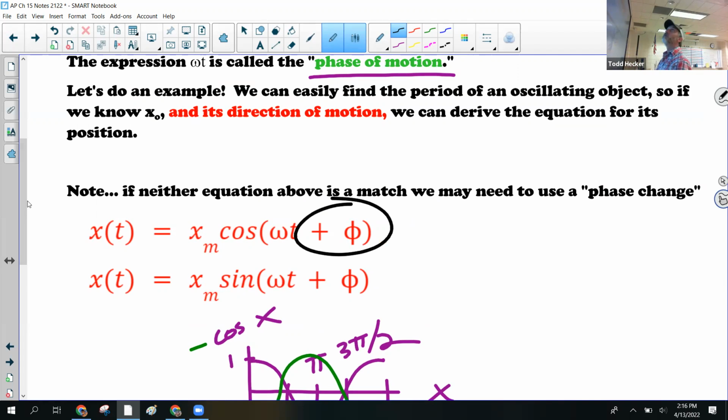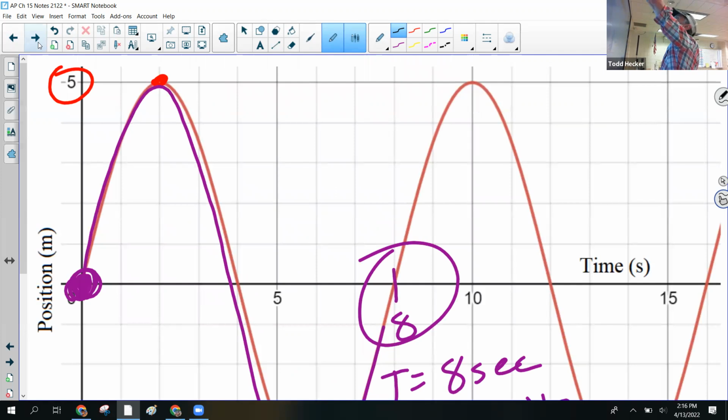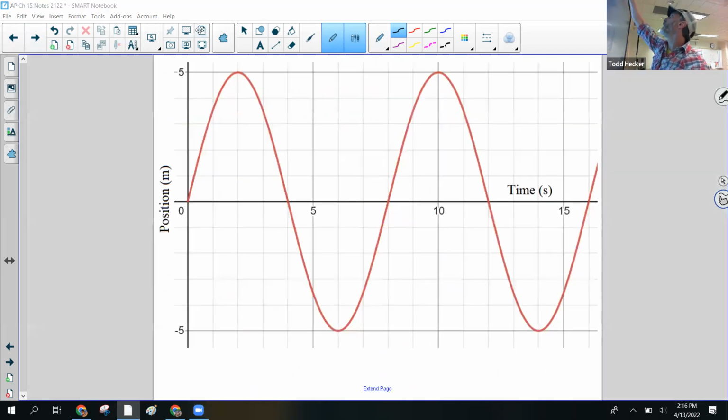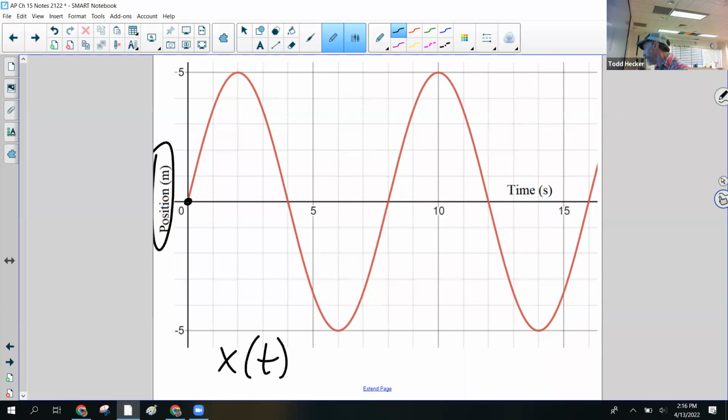Okay, let's do an example. So this guy. It starts at 0, so it's going to be a sine curve. Cool. And this is a position-time graph. So position at time t is what?